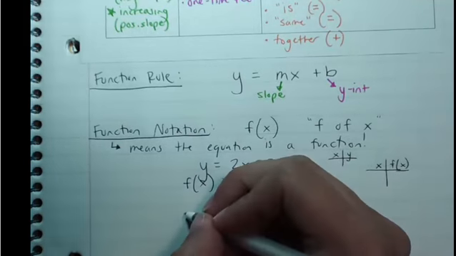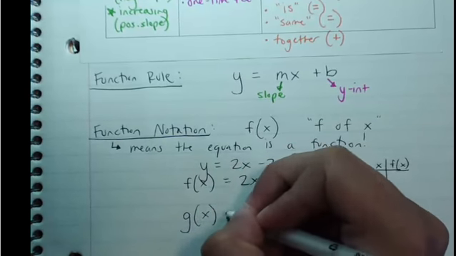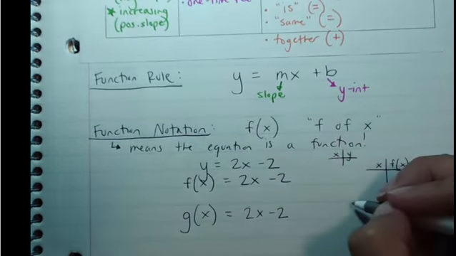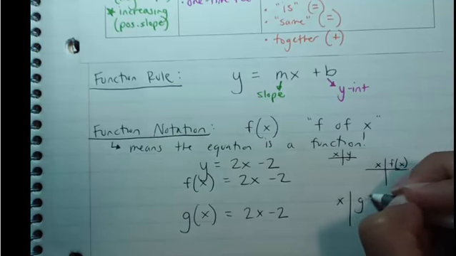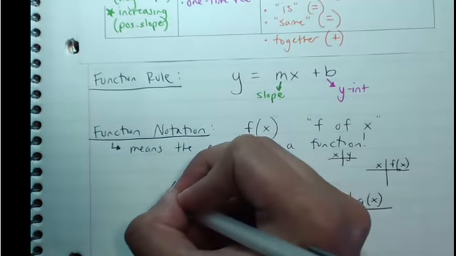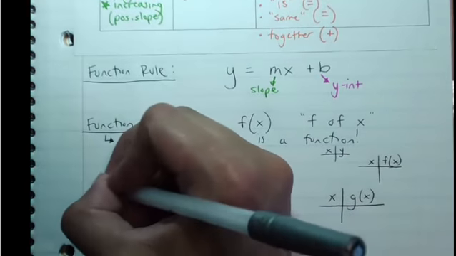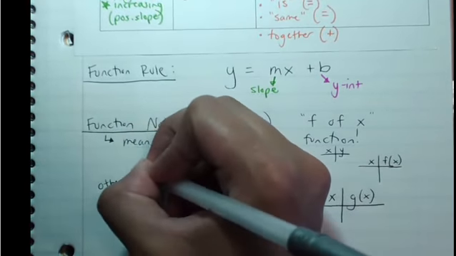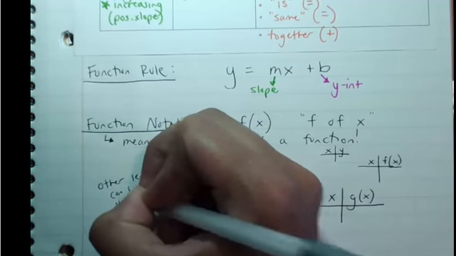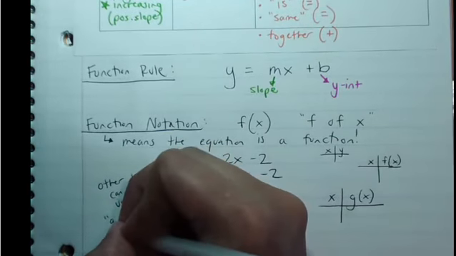One other thing we talked about yesterday is that it doesn't always have to be f for function. It could be any letter. So if it says g of x is equal to 2x minus 2, that's the same exact thing. From my table, it's going to look like that, where it's x and g of x. So one thing you have to keep in mind is that other letters can be used instead of the f of x. You'll see g of x and h of x a lot.